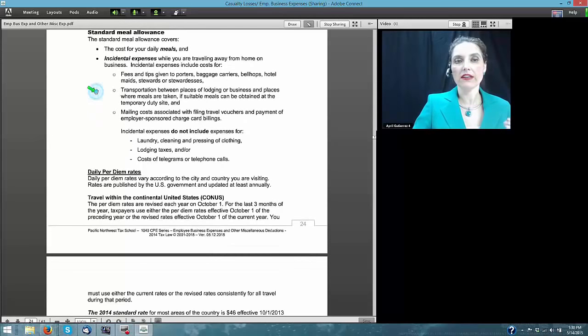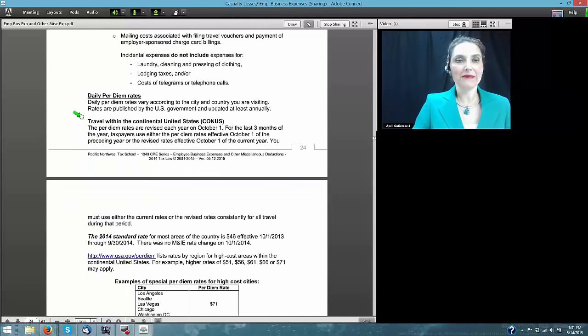they're saying here. If you read it, it says transportation between places of lodging or business and places where meals are taken if suitable meals can be obtained at the temporary duty site. So if the meals cannot be eaten at the temporary duty site, then the cost of transportation to where you can eat is not part of the incidental. But if you can eat at the temporary duty site, then it is incidental. A lot of information for a tiny difference. But then again, incidental expenses don't include other costs that you might encounter on your trip, such as laundry and dry cleaning.